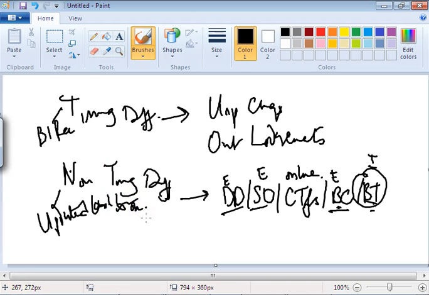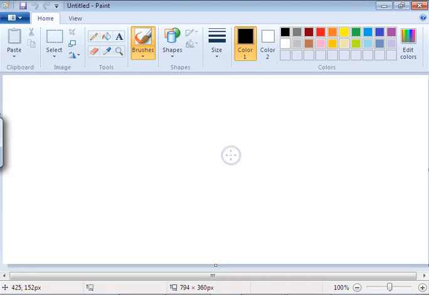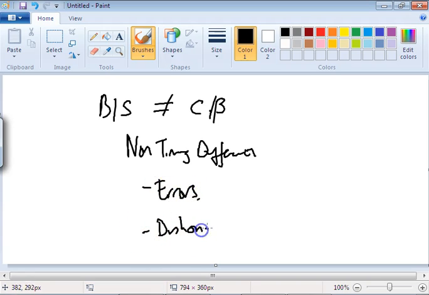Okay, so what I want to talk about very briefly is another set of reasons why your bank statement would not agree to your cash book. These are primarily non-timing differences. There are a couple, just two of them I'm going to discuss. And that's really because of some errors, or what we refer to as dishonored checks.